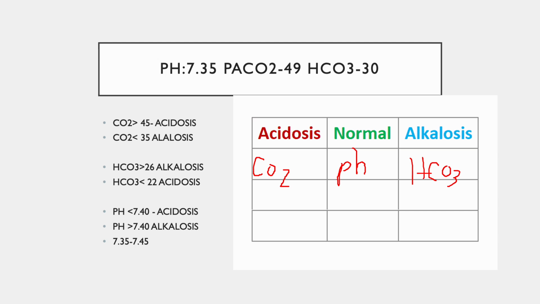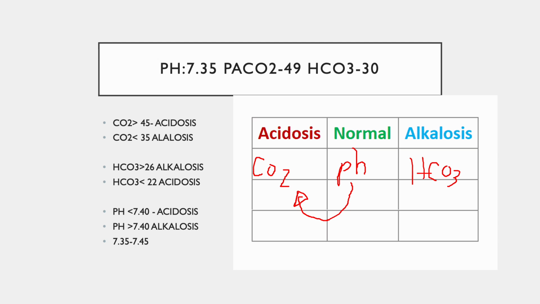So we're going to have to look at our pH. So is our pH on the acidosis side of normal or the alkalosis side of normal? So your little cheat sheet says that if the pH is less than 7.40, then it's going to be on the acidosis side. So we're going to move our pH to the acidosis side. All right. So now we have our pH and our CO2 under the acidosis.